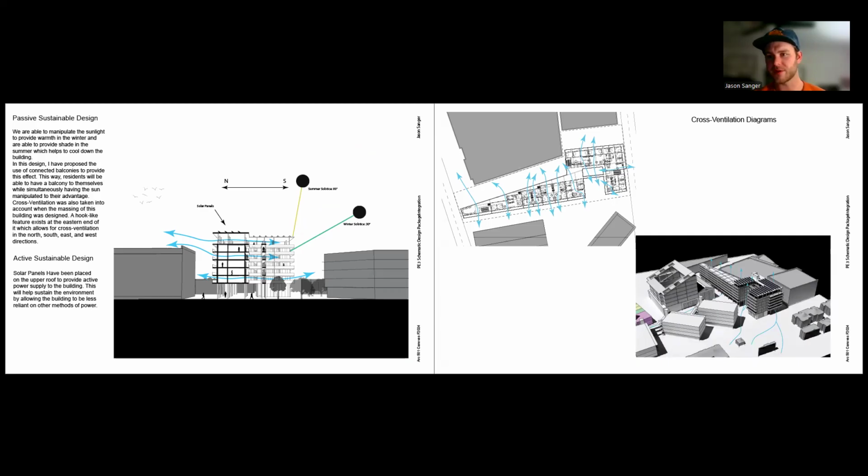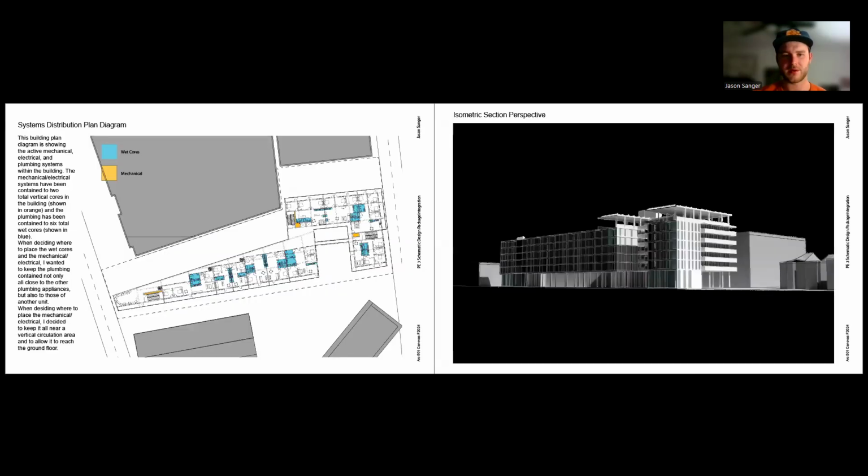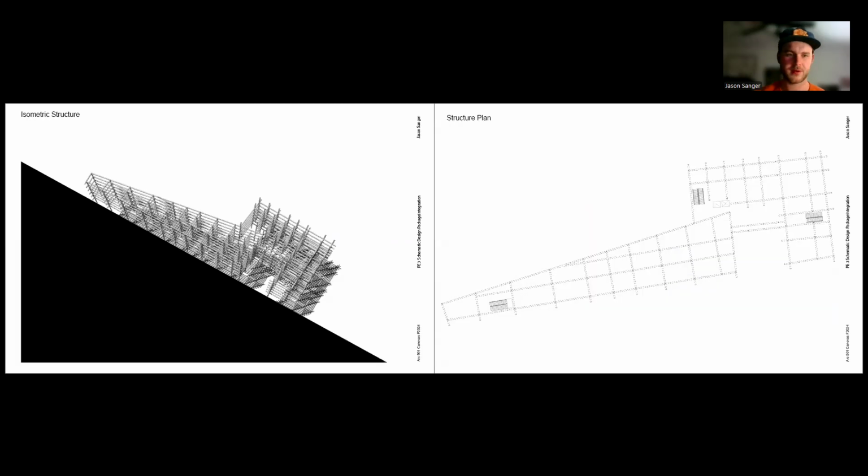And here on the right, we have some cross ventilation showing how the building was designed to allow for airflow through it. There aren't any thick areas in the building that would prevent airflow. Here on the left, we have the wet cores and the mechanical cores shown. And here on the right, we have an isometric section perspective showing a cut through the building. Here on the left, we have an isometric of the structure of the building, so columns and beams. Then here on the right, we have a plan of those same columns and beams.